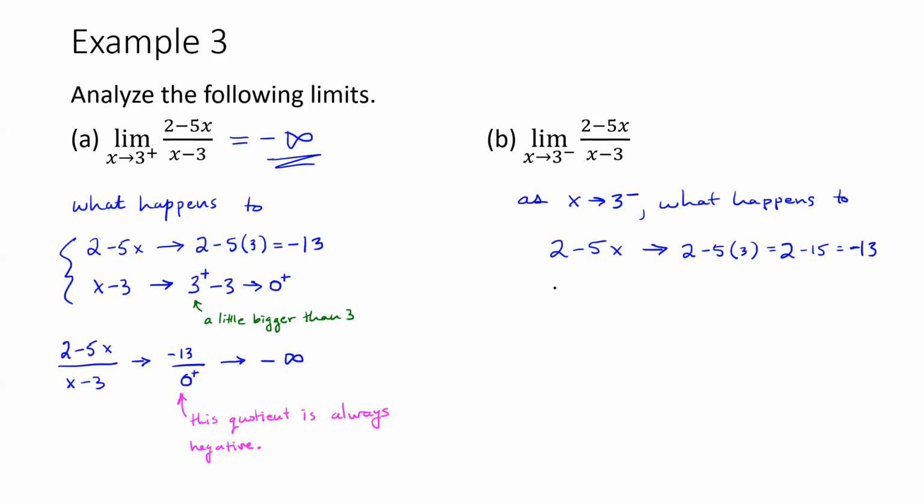Okay. How about x minus 3? So now we're approaching from the left. So we got something that's approaching 3 from the left, minus 3. So 3 minus 3, of course, is approaching 0, but is it approaching 0 from the positive side or from the negative side? On the negative side, right? So I shouldn't put plus there. I should put minus there.